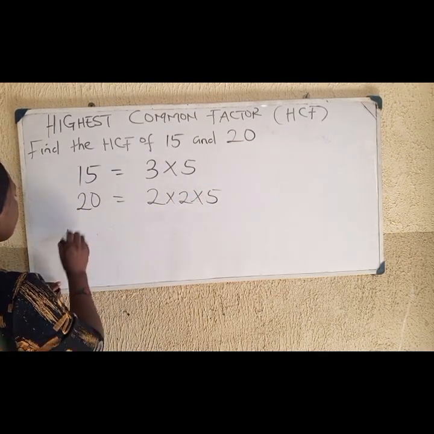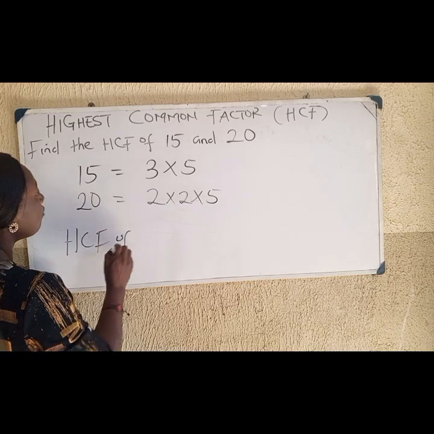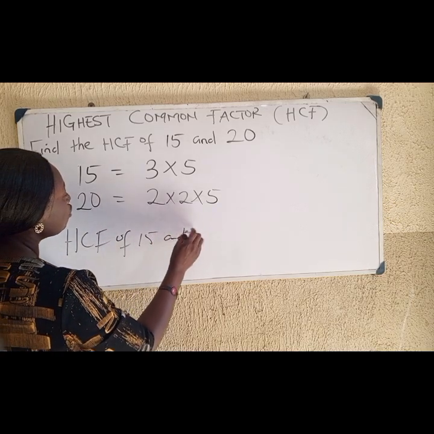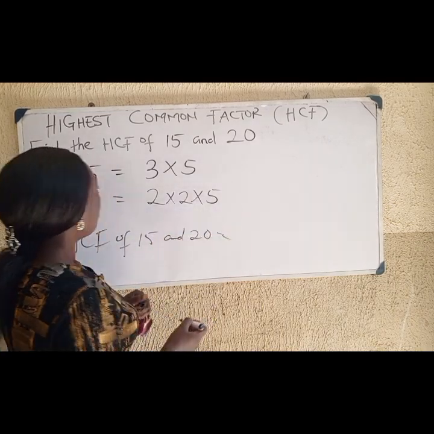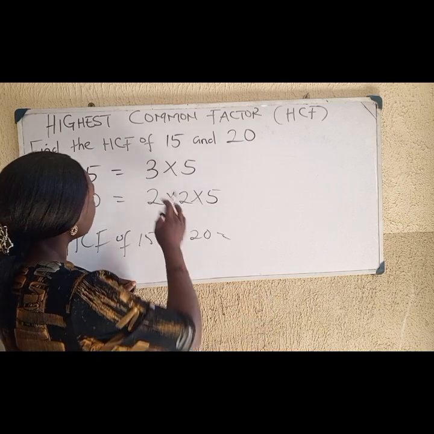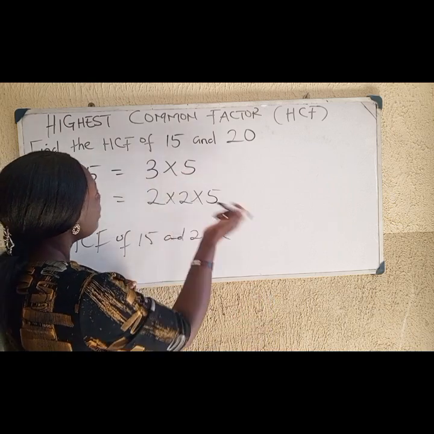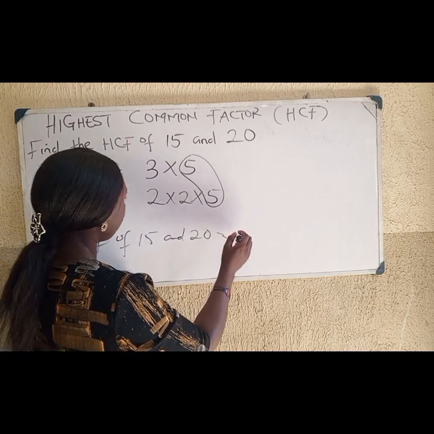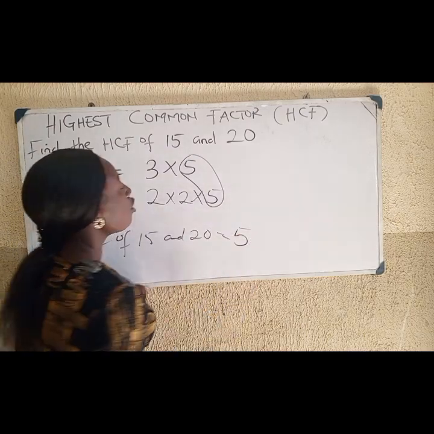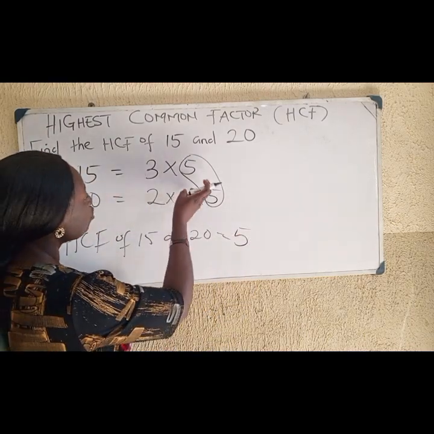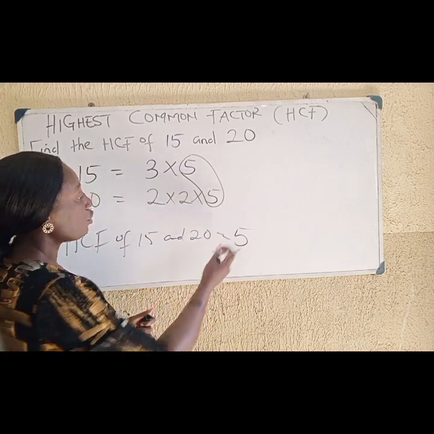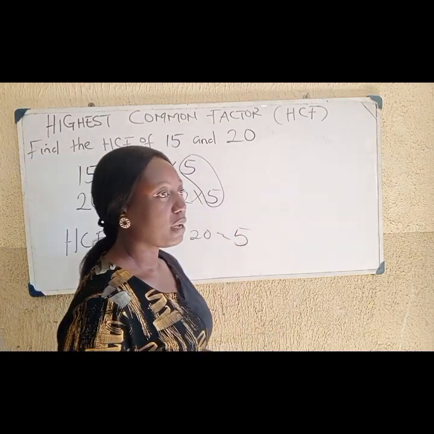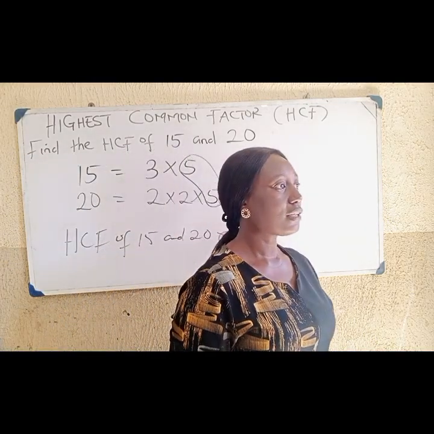Now for me to find the HCF of 15 and 20, I'll bring out their common factors. So it's only 5 they have in common. So HCF of 15 and 20 is equal to 5. Assuming they have 2 or more numbers in common, you multiply those numbers and get your answer.